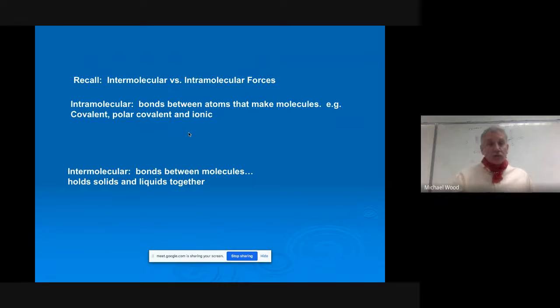really going back to chapter 8, because what we have been working on is intramolecular bonds, or bonds between atoms that make molecules, covalent, polar covalent, ionic. Now what we're going to be learning about in this chapter are bonds between molecules. So in a way, these go together.